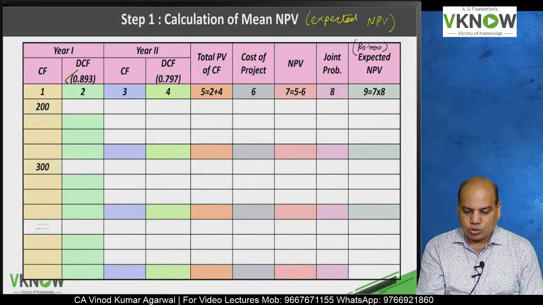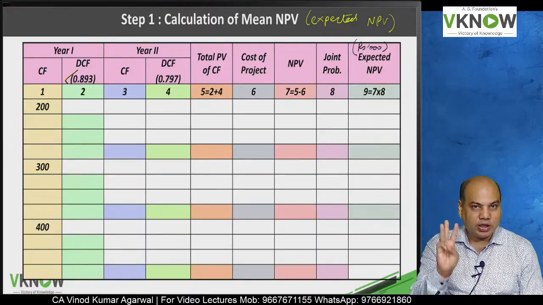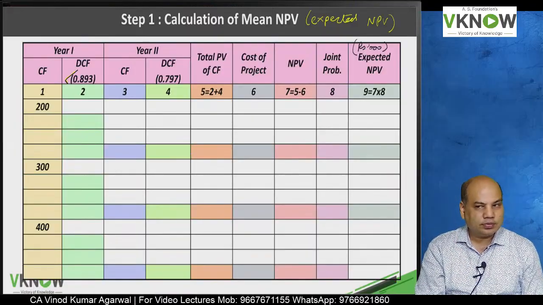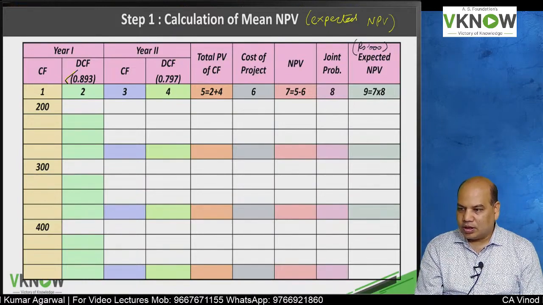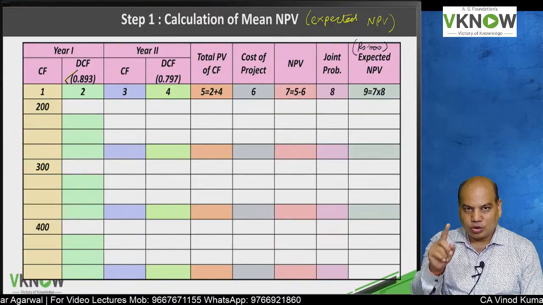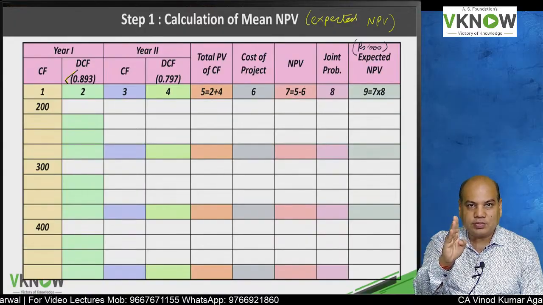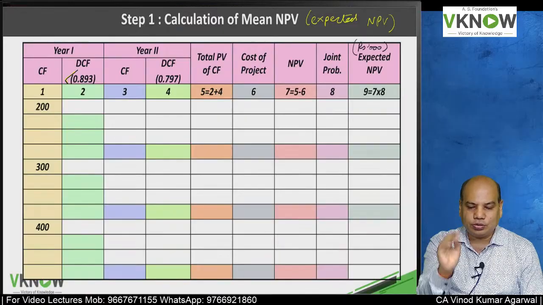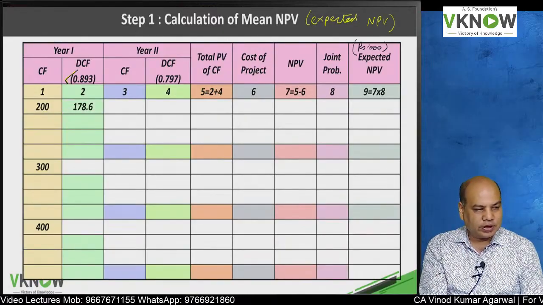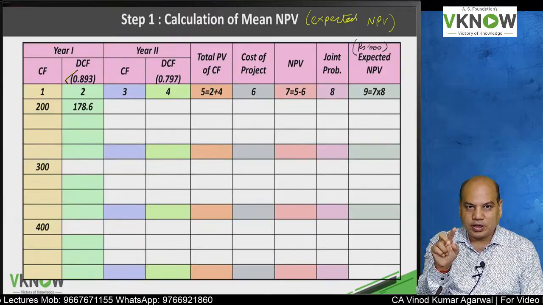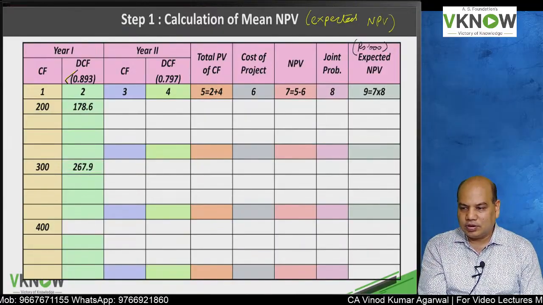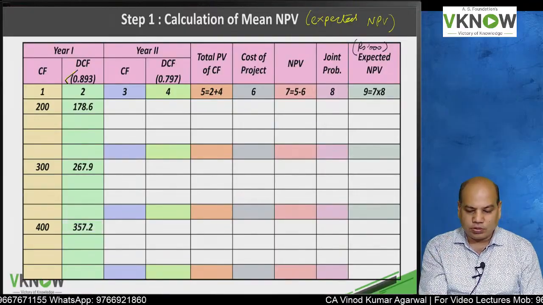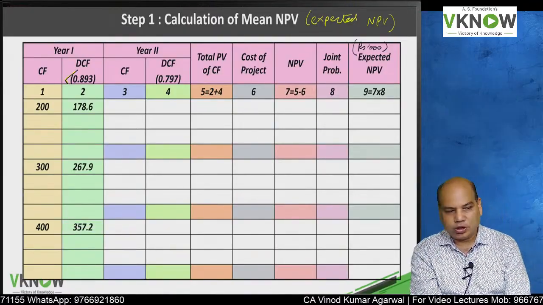Then write down 200, 300, 400. Keep 3 lines gap. 200, then 3 lines gap. 300, then 3 lines gap. Then 400. And the discounting factor I have already written, 0.893. First number, multiply 0.893 into 200. 178.6. Now just press 300 and press equal to. That will give you the present value of 300. Just press 400, press equal to, 357.2.